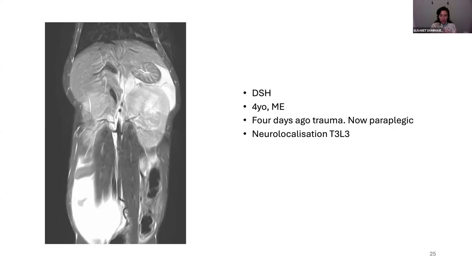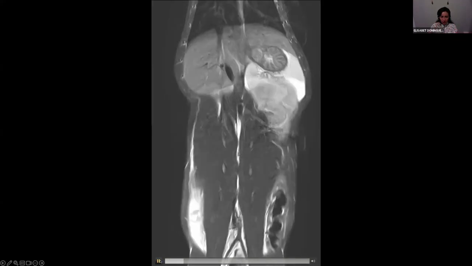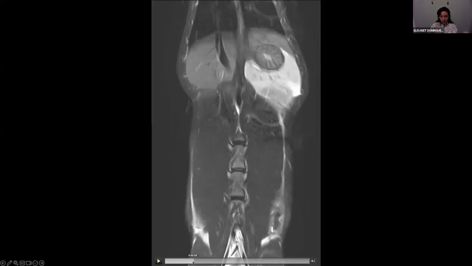So that's a domestic short-haired cat that had a spinal trauma 4 days ago, and nowadays is paraplegic. The neurolocalization of this lesion was T3-L3. So that's a dorsal plane. We have the right side here, the left side here, and just with this plane, what we see is that there's a little bit of abdominal effusion here. So that's the liver, that's the stomach, this is the left kidney, and we will scroll now through the spine. We are going from ventral to dorsal.